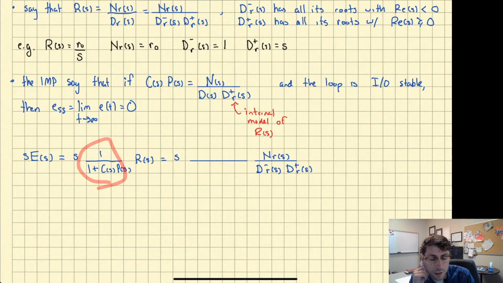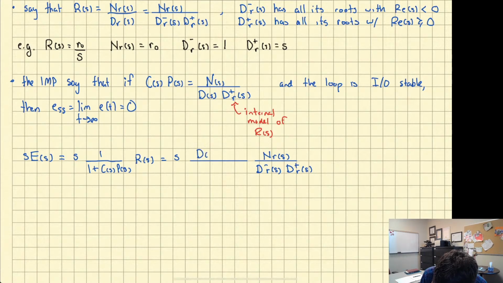So what I'll do is put it over a common denominator, just as we did earlier. But remember that the internal model principle says that our controller times plant, the denominator of that product, has to look like that. So when I put it over a common denominator, what will I get? I will get in the numerator d of s, d plus r of s. And in the denominator, I'll get the usual characteristic polynomial.